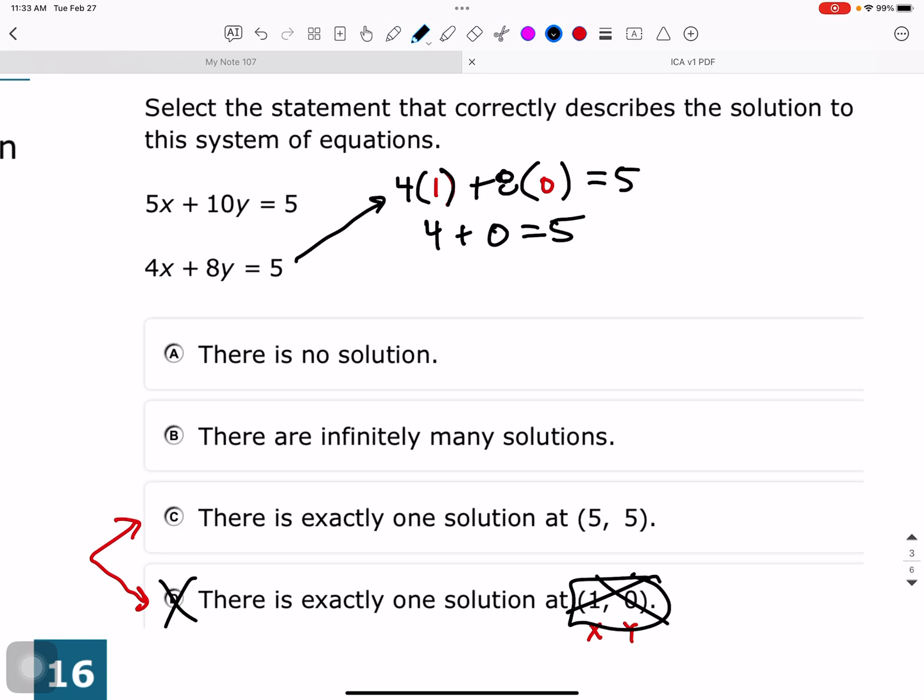All right, what if we try 5 and 5? 5 for the x and 5 for the y. I'm going to do this again. Instead of plugging in 1 and 0, I plug in 5 and 5, because that's what this guy says. Is 20 plus 40 equal to 5? No, it is not. So that one's wrong.